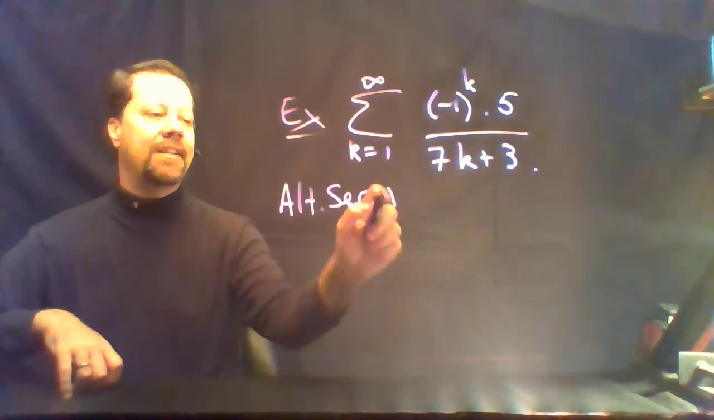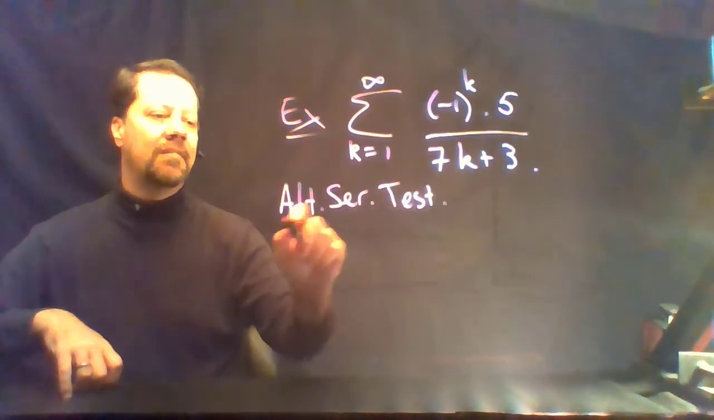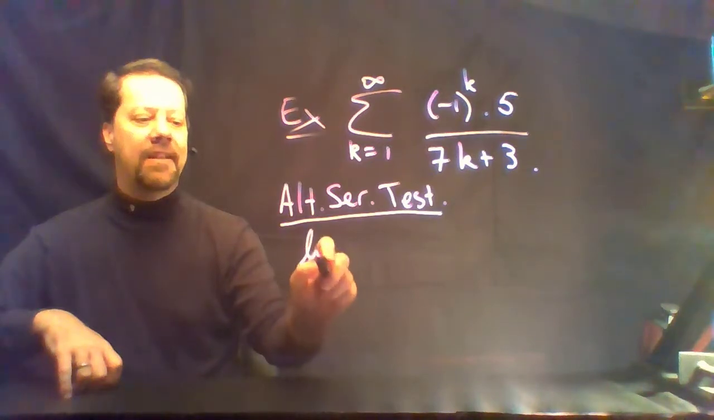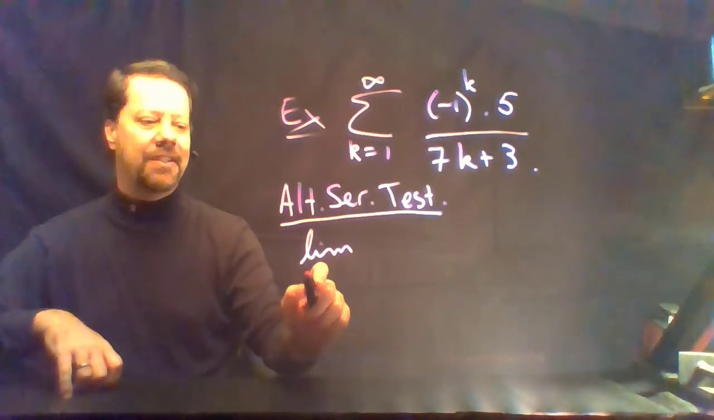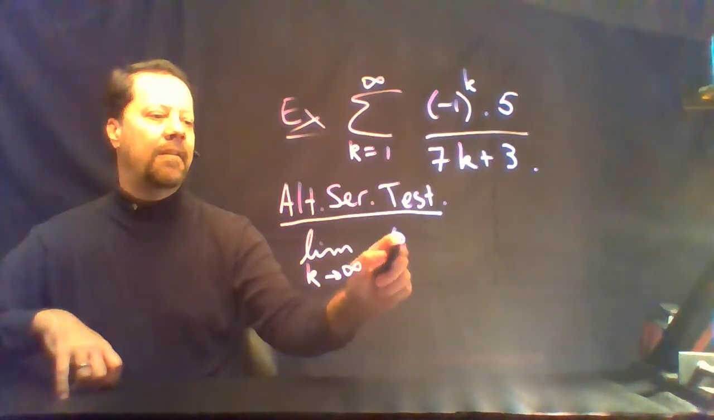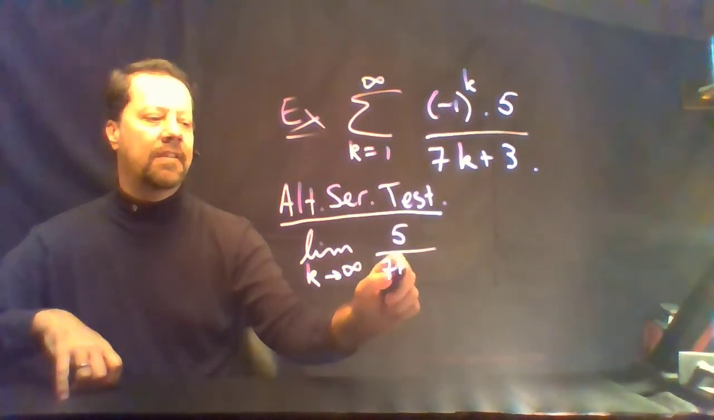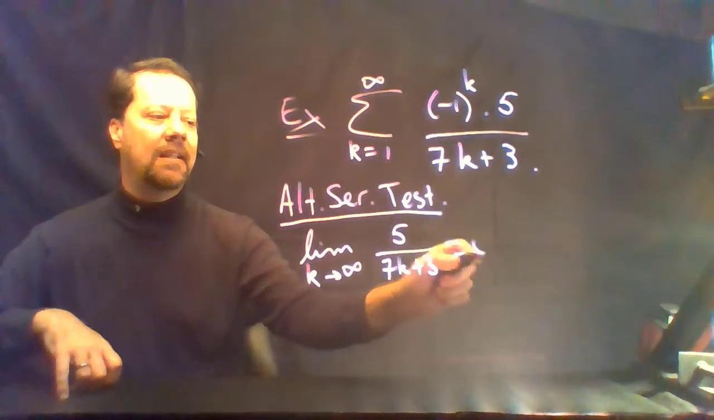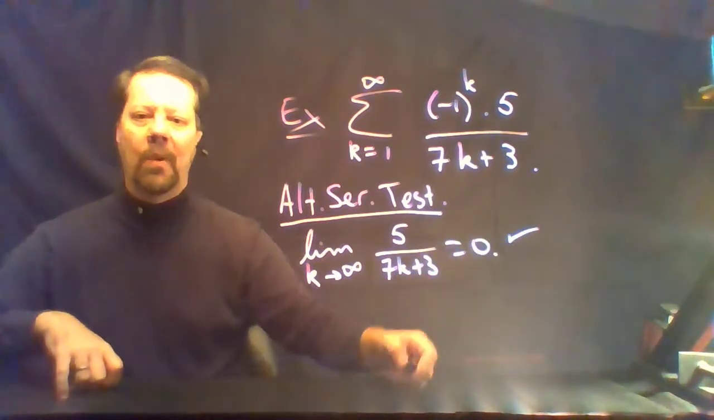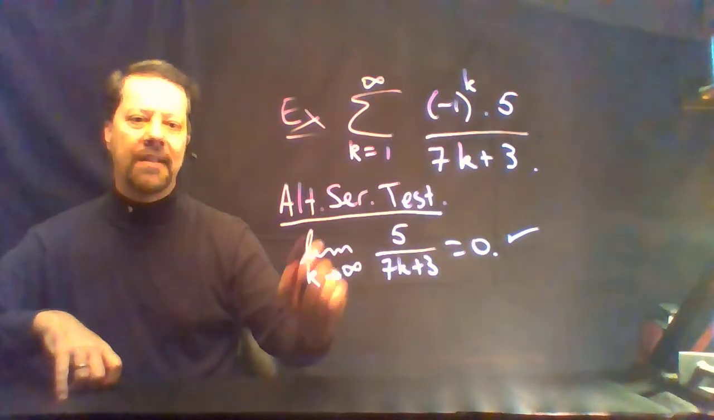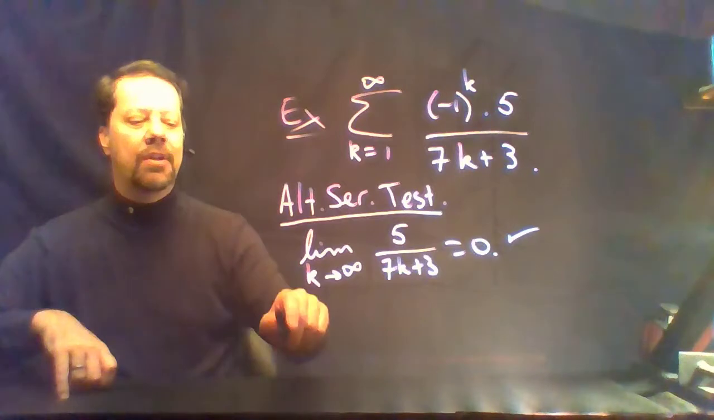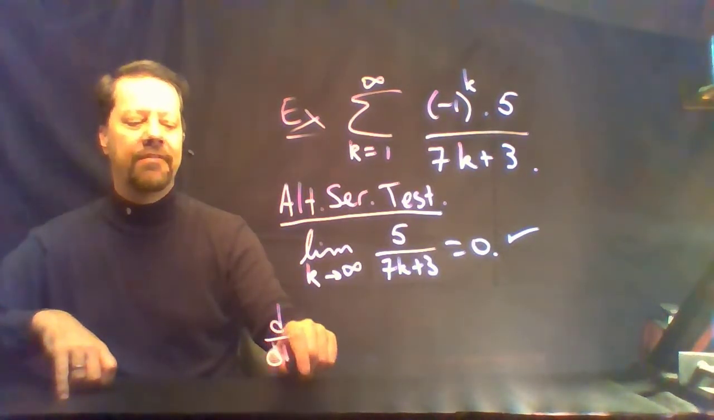We'll use the alternating series test. We have to prove that the terms tend to zero, and they tend to zero in a monotonic fashion. So we'll take the limit as k goes to infinity of 5 over 7k plus 3, and that gives us 0. That's check number 1. The terms go to 0, but do they go to 0 in a monotonic fashion? To determine that, we need to take the derivative.